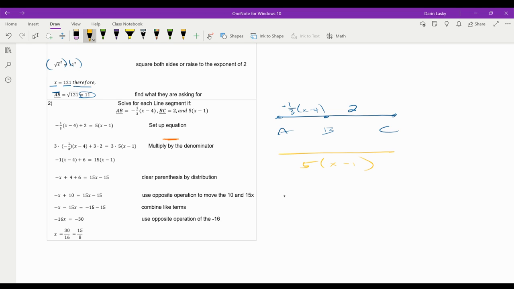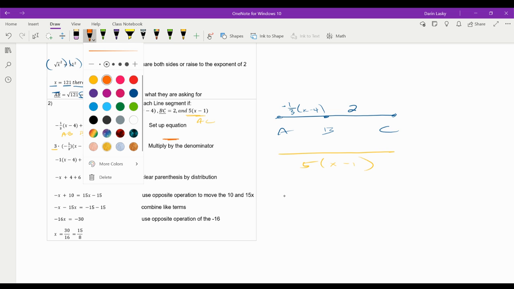We have AB plus BC equals AC. That didn't get written very well here. This should be AC. All right, so now, since we know that, we have our equation set up. And again, we're multiplying through by a denominator. My denominator is 3. So I multiply everything by 3 that's not in a parentheses. So I got my 3 there and my 3 there.